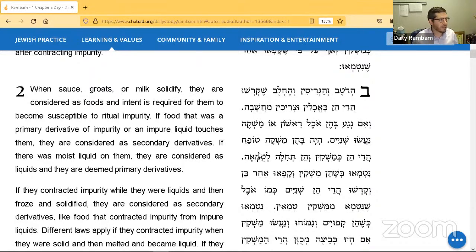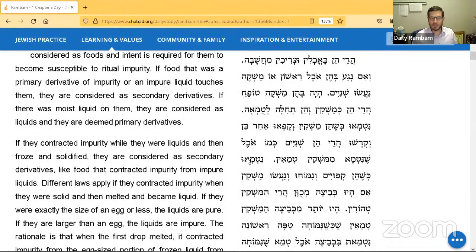If food that was a primary derivative of impurity, a rishon, or an impure liquid touches them, they are considered as secondary derivatives, because that's how it works with food. It can be a sheni. If there is moist liquid on them, so they solidify but they're still quite moist on the outside, they are considered as liquids, and they are deemed primary derivatives like a liquid.